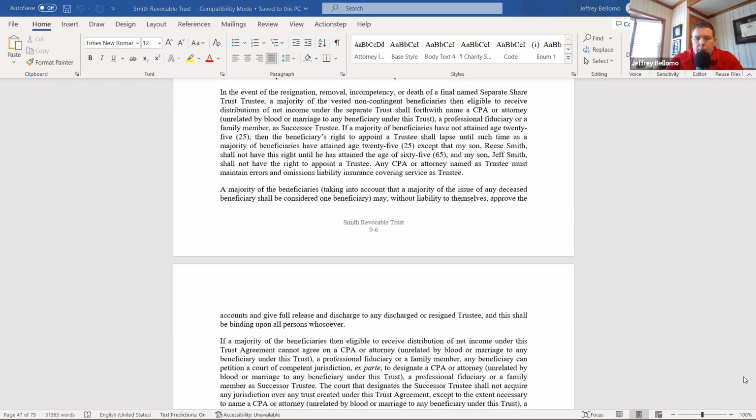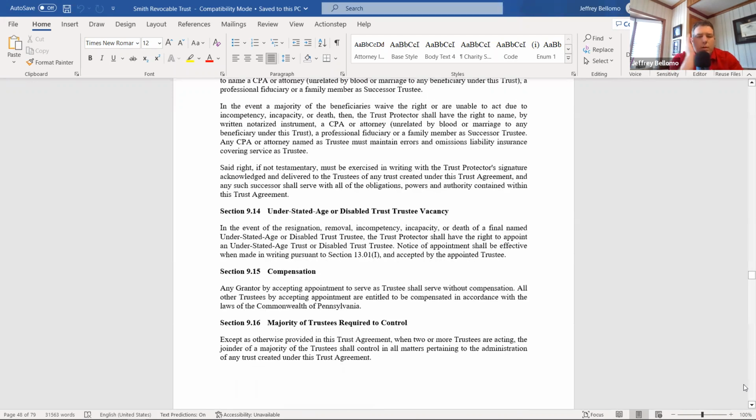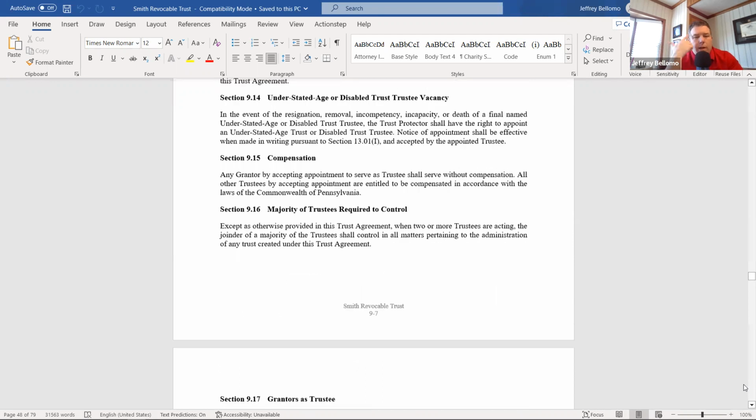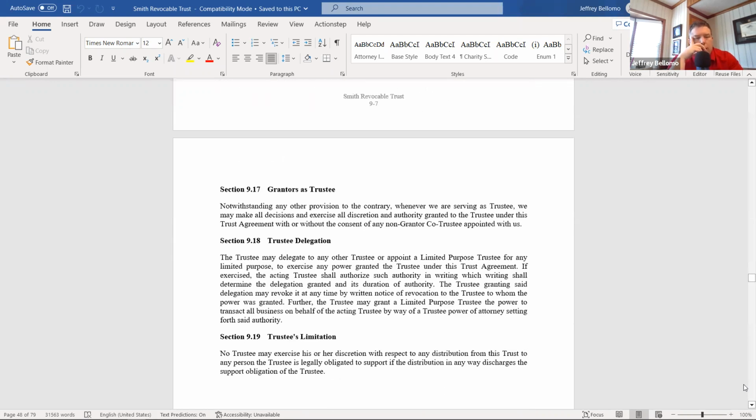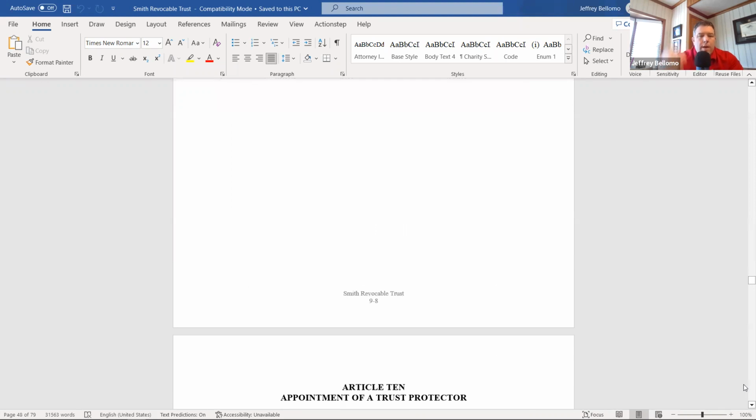So this is all the language in regards to vacancies. A trustee can be compensated for their services. Generally speaking, family members typically don't. Corporations typically do, but it is in here to allow us to know that the grantor can serve as the trustee. Trust protector is going to be the law firm.